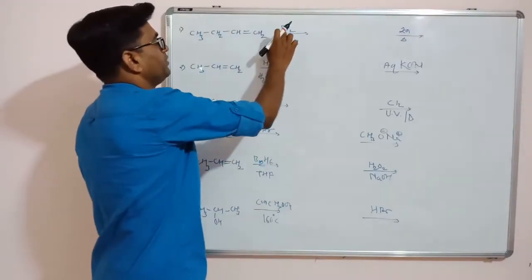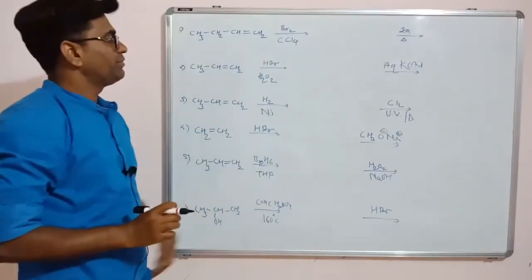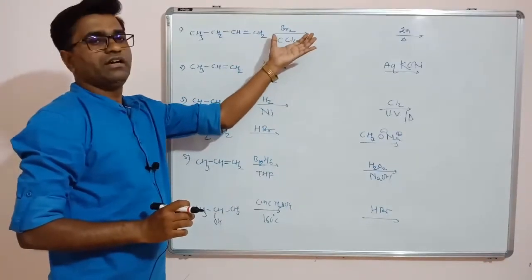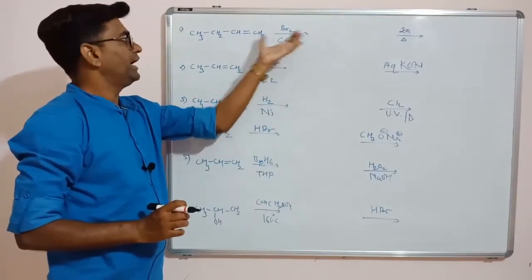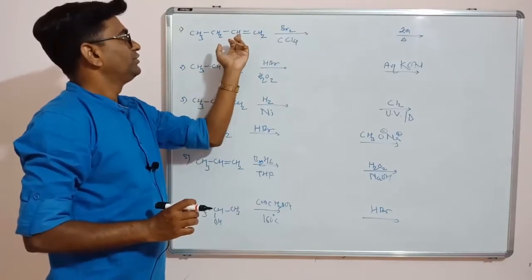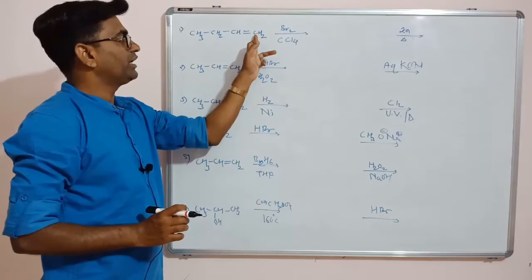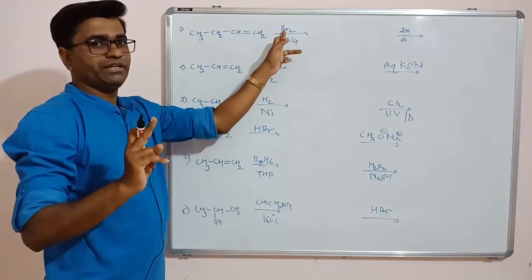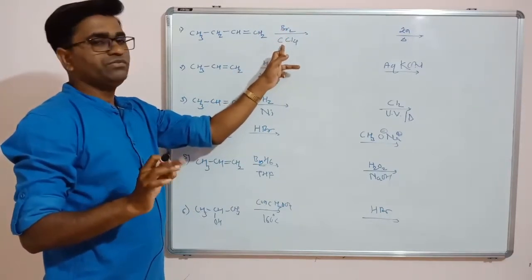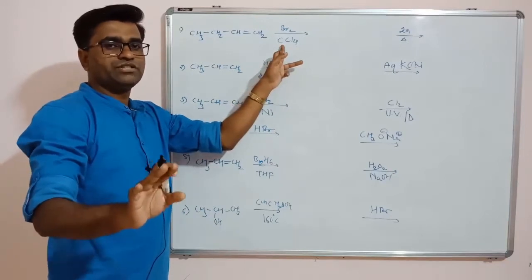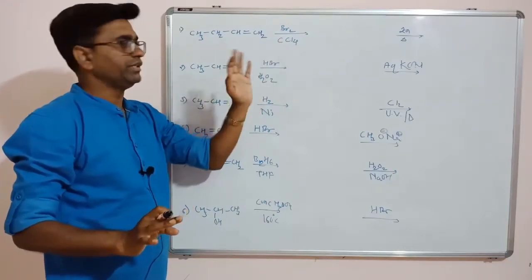So the first reaction is Br2/CCl4. Br2/CCl4 is an addition type of reagent. So addition reactions will happen here. The double bond will become a single bond, and each double bonded carbon will get one Br atom. This CCl4 is merely a solvent only. It acts as a solvent.